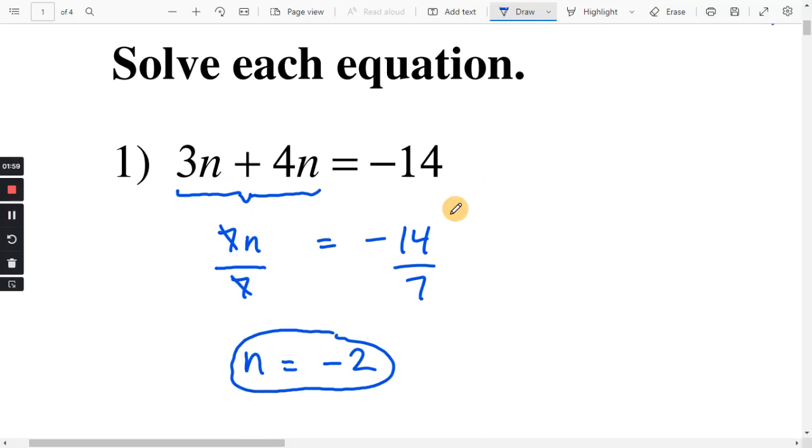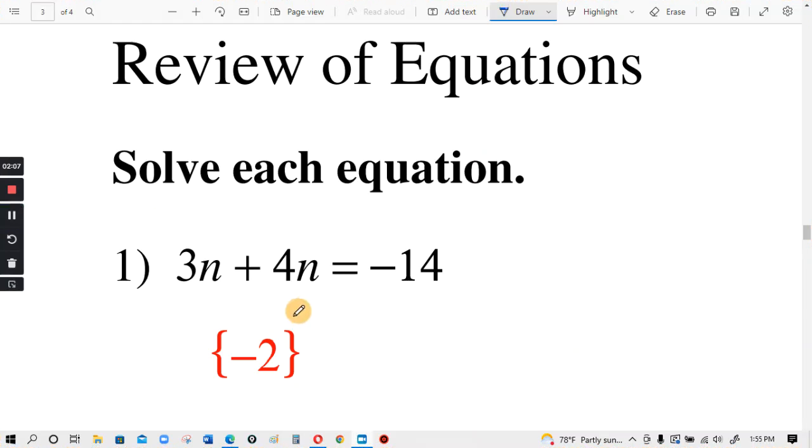All right, don't forget, negative divided by positive is going to be negative. And also, you can check your answers on pages 3 and 4. So as you can see, we got it correct, negative 2.